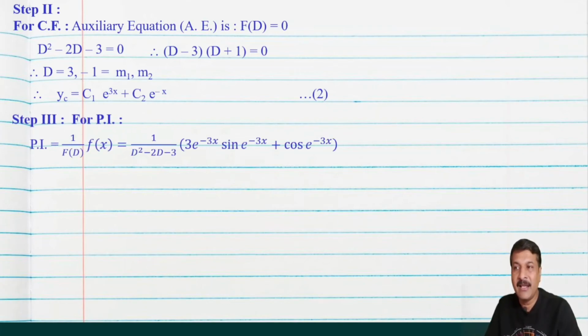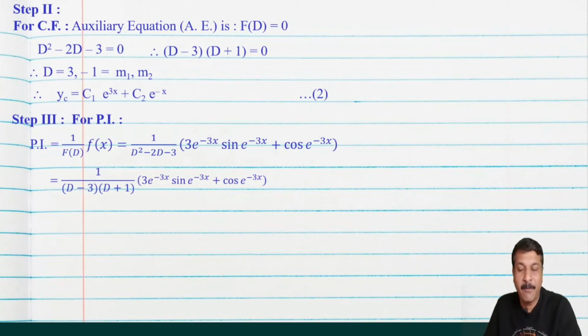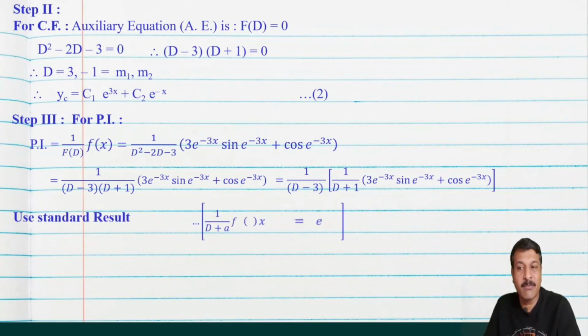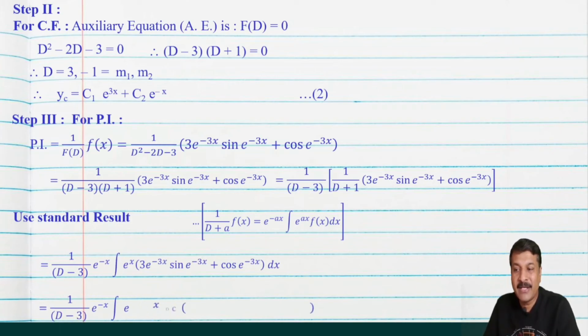What about the PI? Particular integral, you write 1 upon d square minus 2d minus 3 operating on f of x. So I get factors d minus 3, d plus 1 operating on f of x. Note that this is a special example because here we need an adjustment. So what is that adjustment? Note the things. I will operate first 1 upon d plus 1 on f of x. So I get this much, and using the same formula again, same sign inside, opposite sign outside, I get this much.